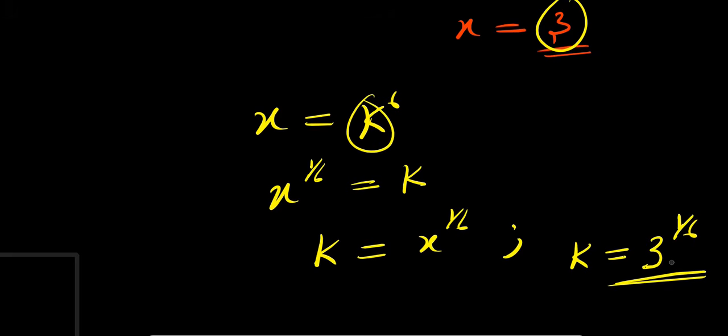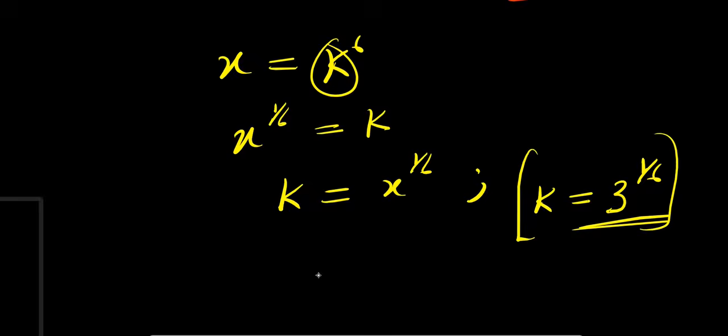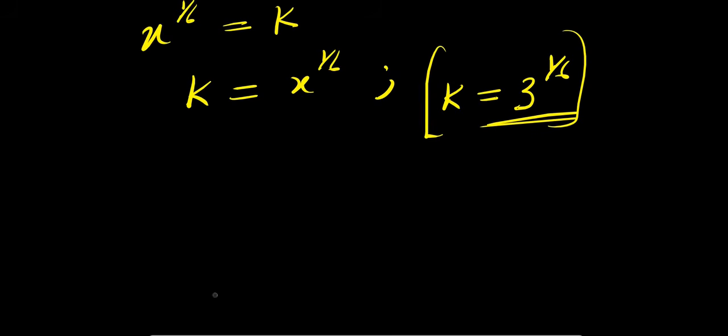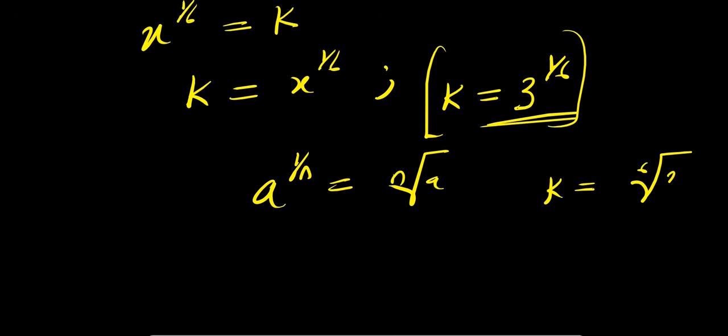Okay, so that is that for that one there. Now, this is one method of solving it. You can actually simplify this further. Remember, a power 1 over n equals the nth root of a. So this we can have k equals what? The 6th root of 3. So that's that for that particular one there.